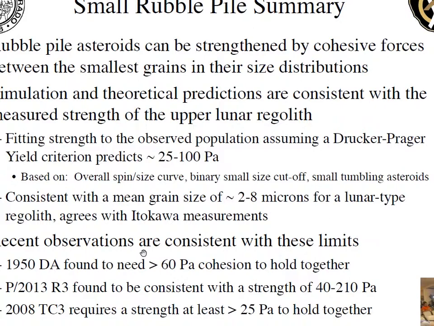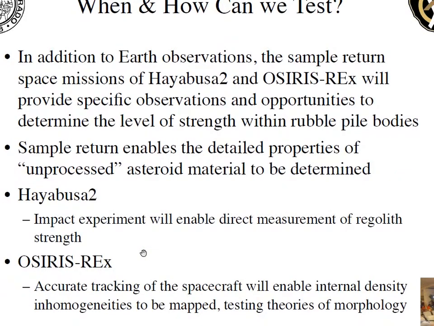And then also there have been these recent observations that are also consistent with the same level of strength as seen for these rubble pile bodies. So in some ways this completes that final chart or that final branch in that larger evolutionary diagram that I had shown earlier.